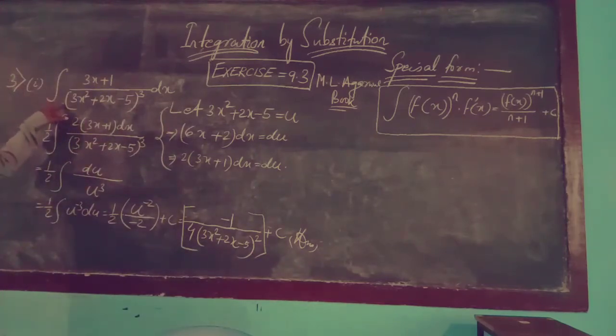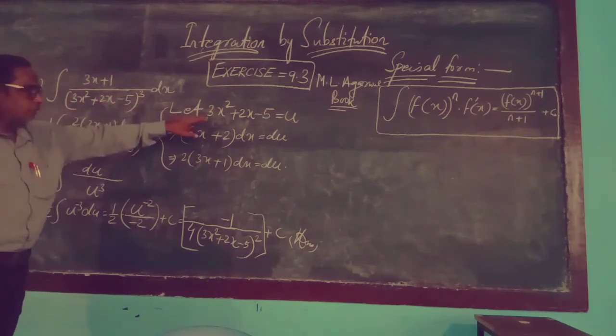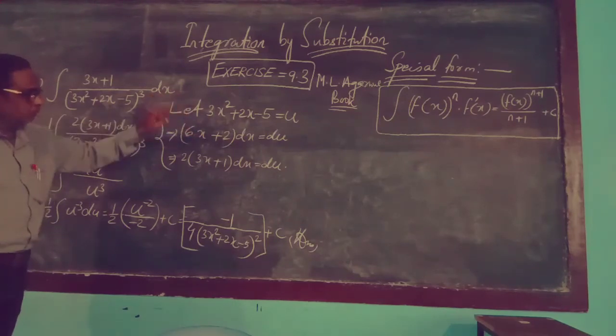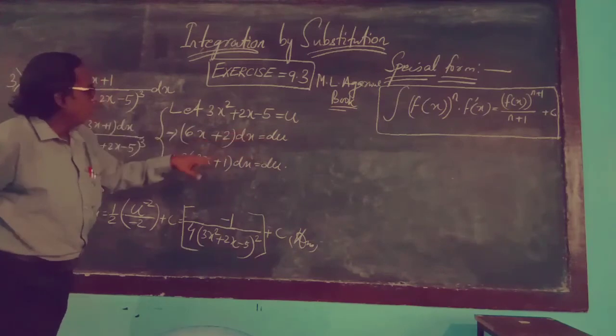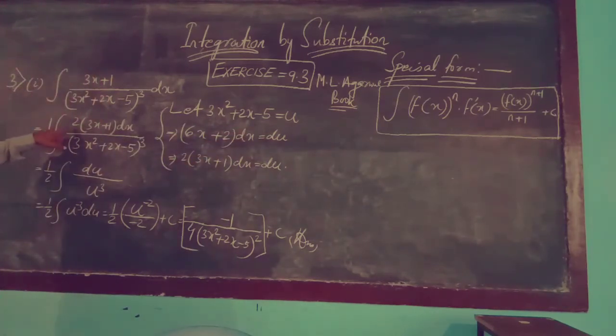Now let me explain again. 3x plus 1 divided by 3x square plus 2x minus 5 whole cube. This one you take as u. Differentiating both sides with respect to x, this will be 6x plus 2 dx, du taken to this side. And these two I have added here to multiply and divide. These two times 3x plus 1 dx is nothing but du.